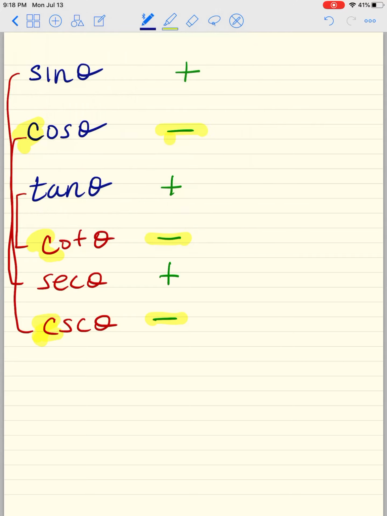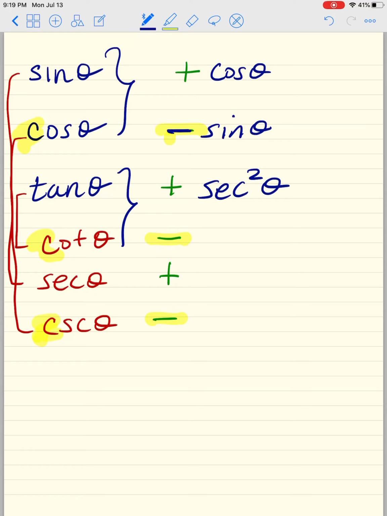Now, sine and cosine are the most basic. These two are the most basic functions that we have. So they get each other. So sine gets cosine and cosine gets sine. So just remember, we already took care of the SIGN, the sine. Tangent and cotangent are the most powerful. Therefore, they get powers. In trig, secant and tangent always go together. So tangent theta gets secant squared theta. Cotangent theta gets cosecant squared theta.